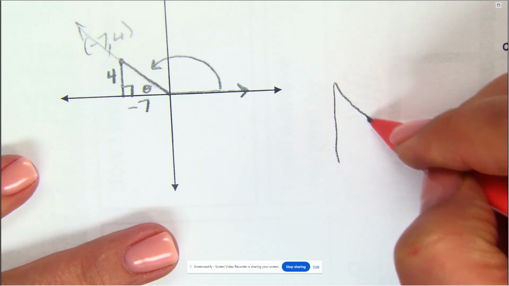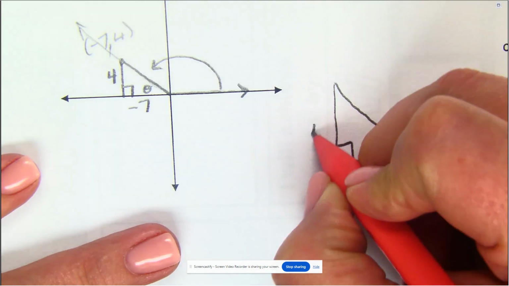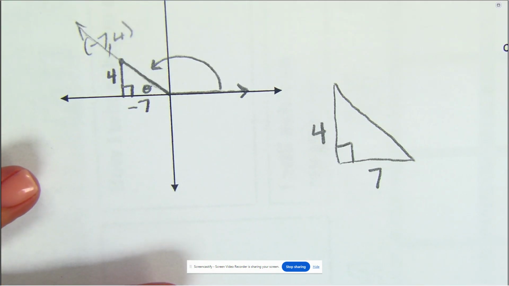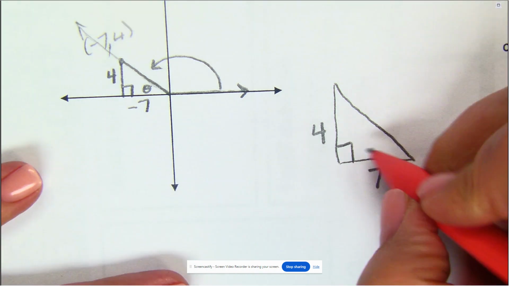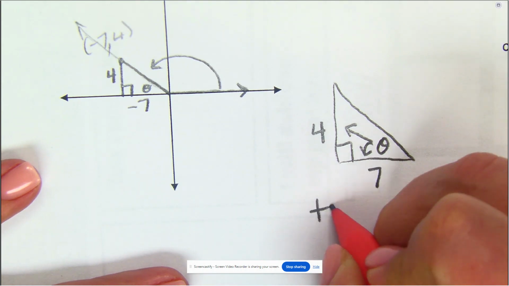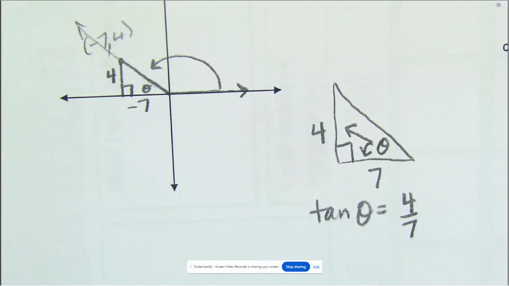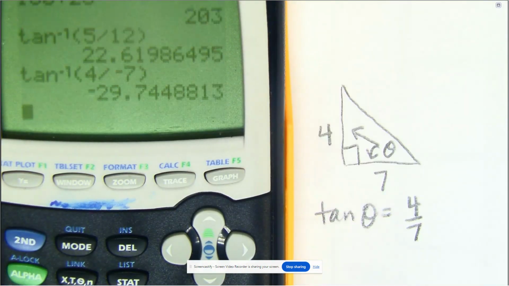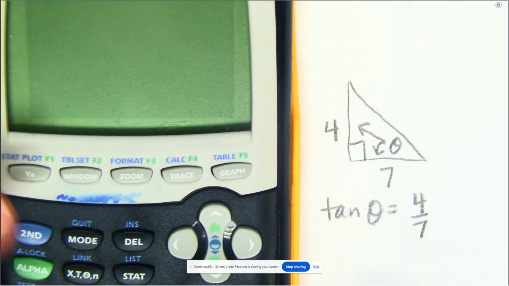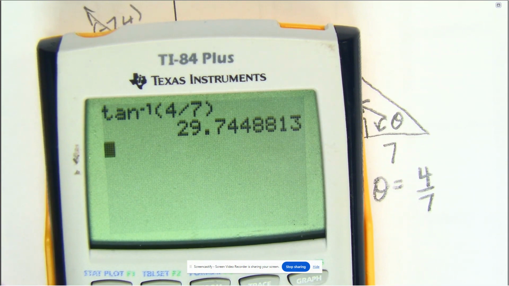So here you have this triangle. It's got a 7 and a 4. Yes, it's over in quadrant 2, so the 7 is negative, but that's okay. So I want to find this angle. I've got opposite and adjacent, which is tangent. The tangent of some angle is 4/7. I'm going to go to my calculator. Inverse tan of 4 divided by 7, and it spits out about 30 degrees.